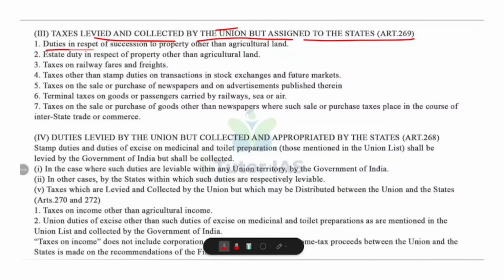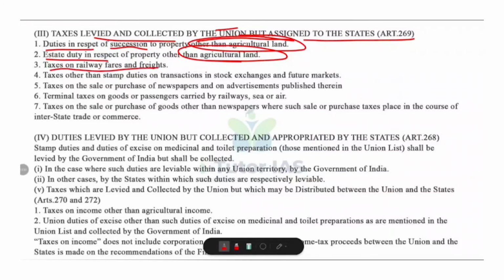First, duties on succession to property other than agricultural land. That is tax on inheritance of non-agricultural property. Then estate duty on property other than agricultural land. There is also an exception, other than agricultural land. That is tax on inherited property, again only for non-agricultural property.